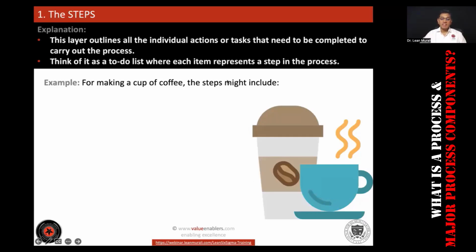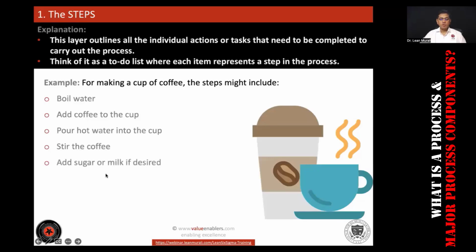So these are called the steps. Let me quickly explain. Boil the water, add coffee to the cup, pour hot water into the cup, stir the coffee. So this is simple. The steps of coffee making are very simple. Add sugar or milk if desired, depending upon whether the person wants black coffee or with sugar or without sugar, whatever it is.